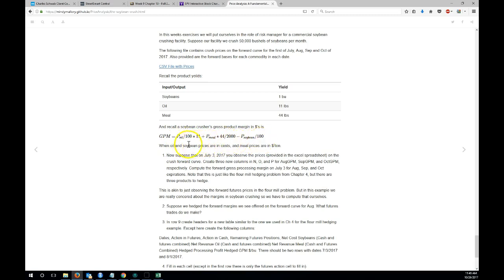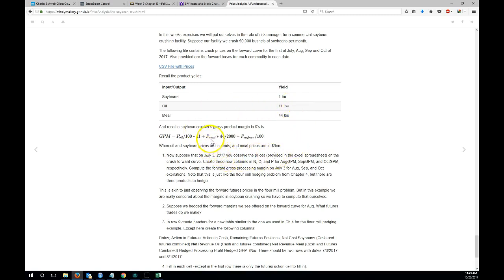Now breaking this down a little bit further, I've taken the price of oil divided by 100 because the data vendors that we use provide prices of soybean oil in cents per pound, and I would prefer to make this margin in dollars rather than cents. So we're going to divide that price by 100, and we're going to multiply that times 11 because for every bushel of soybeans we crush, we're going to get 11 pounds of oil. So that's times 11. Basically comes from here.